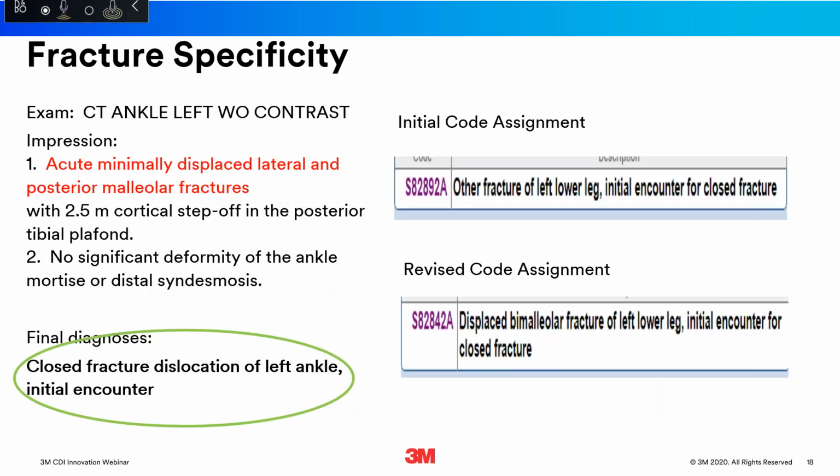Here's an example. This patient had a CT scan of the left ankle. The final impression says acute minimally displaced lateral and posterior malleolar fractures. The final diagnosis provided from your ED physician was closed fracture dislocation of left ankle initial encounter. So the initial code assignment that the coder coded was the other fracture of left lower leg, but what should have been coded was a displaced bimalleolar fracture of the left lower leg.